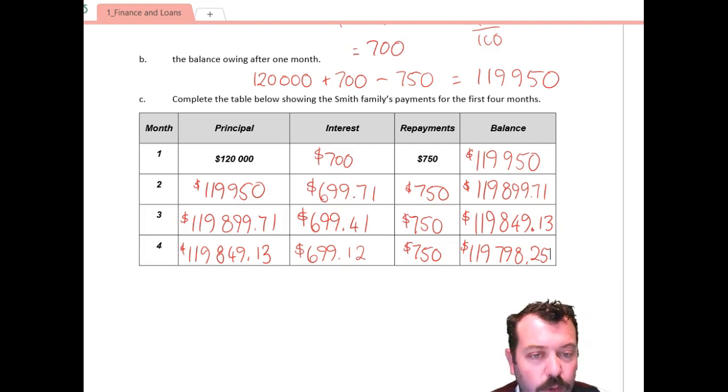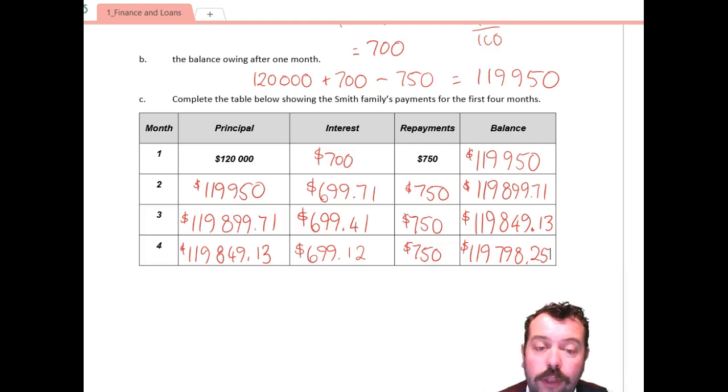Some things to point out with this table before we wrap up the video. You can see that at the very beginning of that loan we owed $120,000. After 4 months we owe $119,798.25. Essentially we've paid off just over $200. We've managed to reduce the amount we owe by a little bit over $200. But during that time we've made repayments of $3,000. So $3,000 worth of repayments have only managed to reduce our balance by about $200.